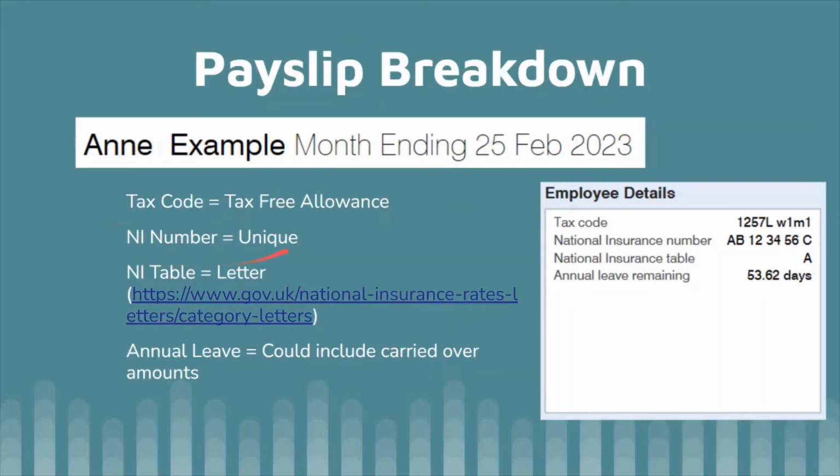You would expect to see a national insurance number. This should be unique to you. It's generated normally when you turn, or prior to you turning 16 years of age, or if you are becoming a citizen of the UK, you will be allocated a national insurance number. And they always consist of 2 letters, 6 numbers, and then 1 letter at the end.